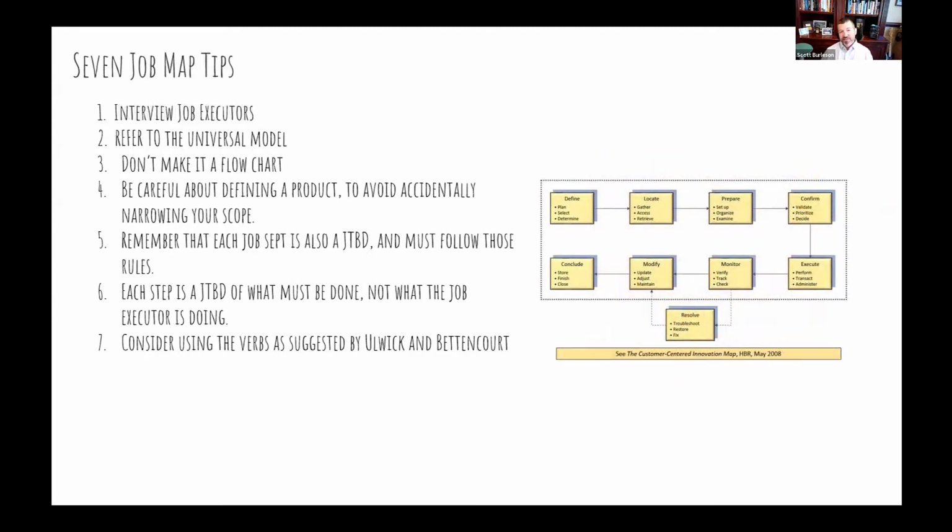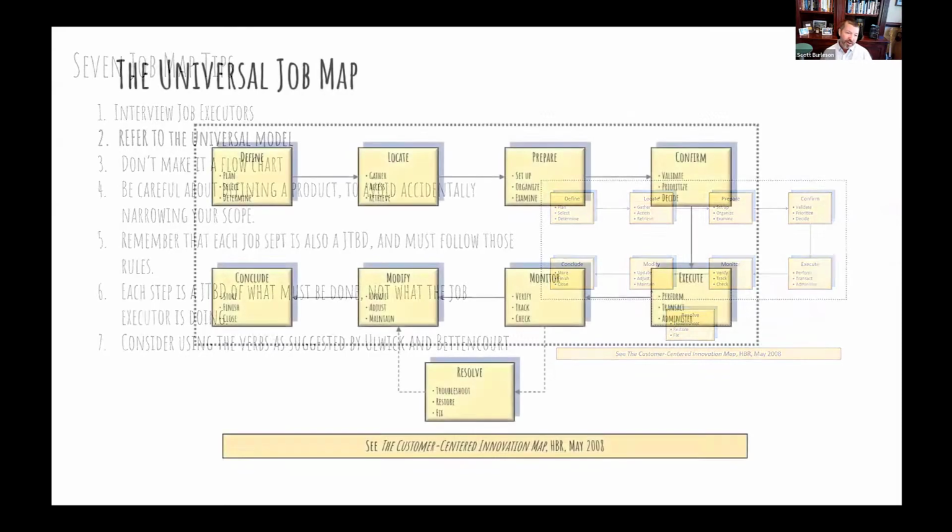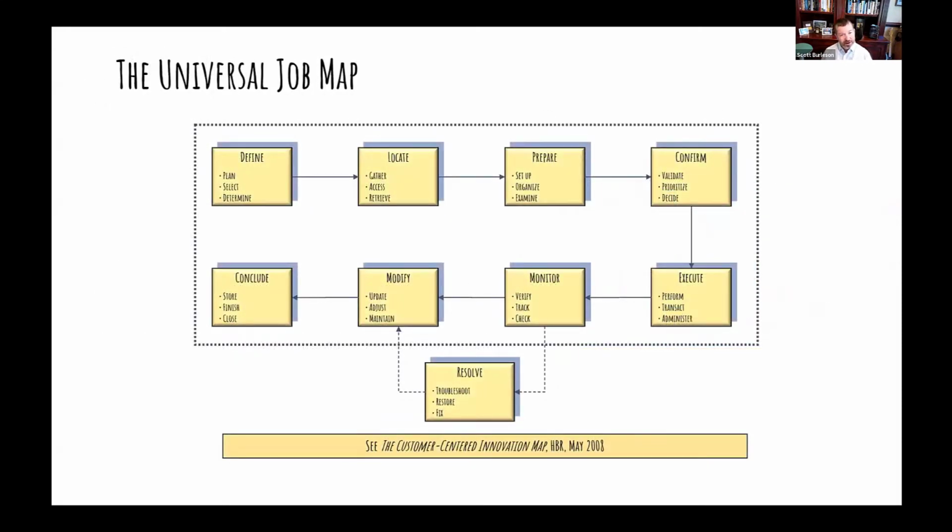Now, I mentioned this universal model and told you I was going to get to it later. Let's talk about it. This model is from the article "The Customer-Centered Innovation Map," Harvard Business Review, 2008. You can see we have really 9 high-level steps. When we begin, we generally define something. We locate. Locate often means gathering tools, accessing the stuff you need. You prepare to perform the job. And then confirm is everything you can do just before you start to do the job.